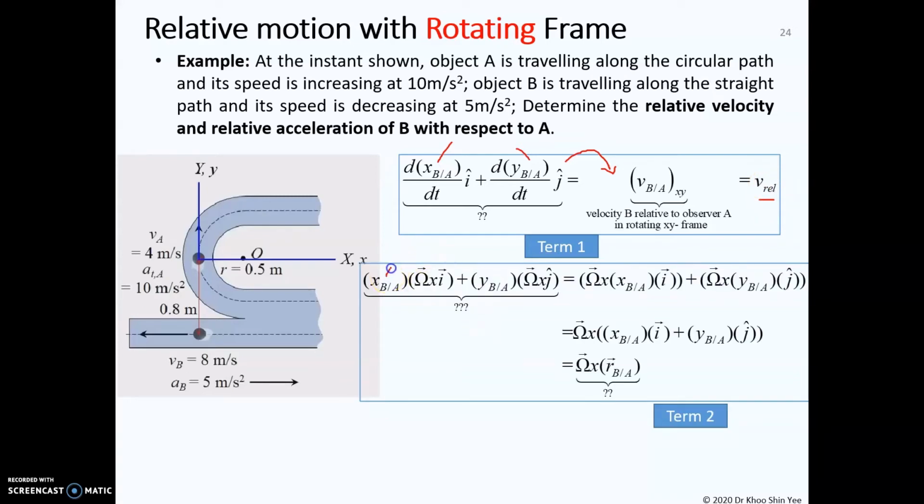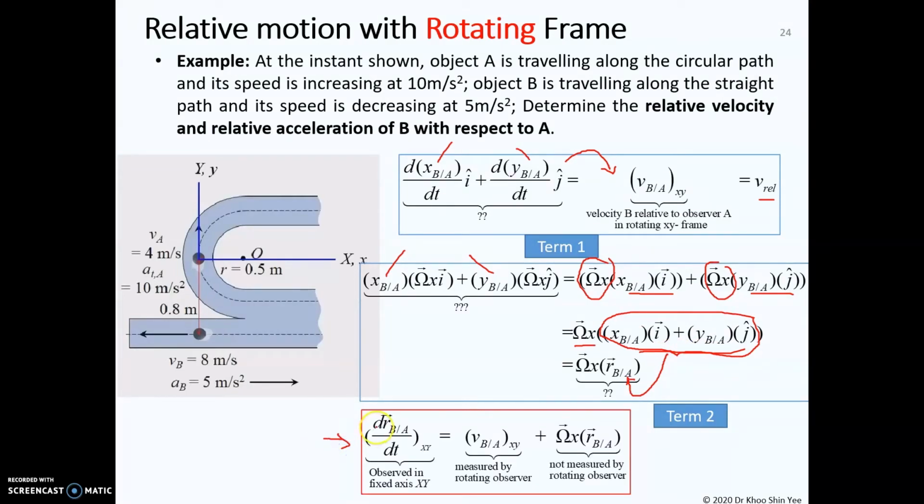For the second term, since xb/a is a constant, as well as yb/a, you can multiply the constants inside to obtain these two terms. Collect the terms for the cross product and move them outside, then you obtain this result. So this term is the relative displacement of b with respect to a, therefore you can substitute it with this. In total, the differentiation of rb/a with respect to dt in the fixed axes xy here is equal to the first term plus the second term.